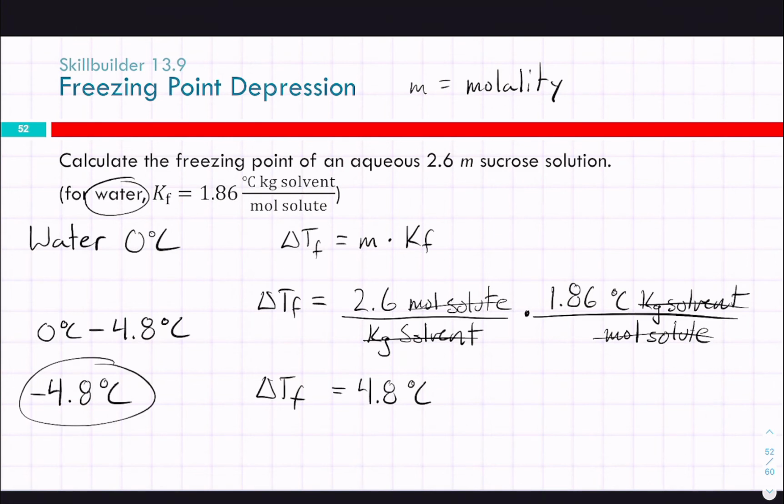So that's the last step. That's not really part of the equation. That can be easy to miss. That you have to subtract that change in the freezing point. Okay.